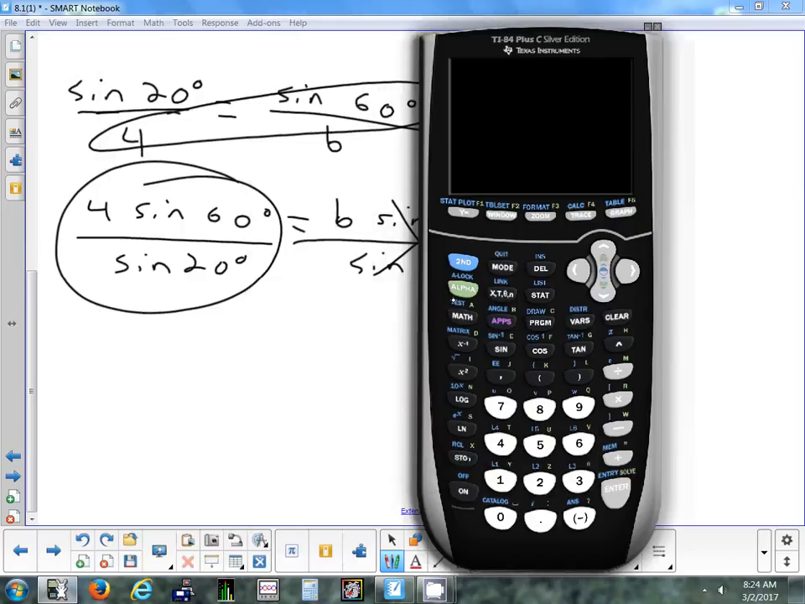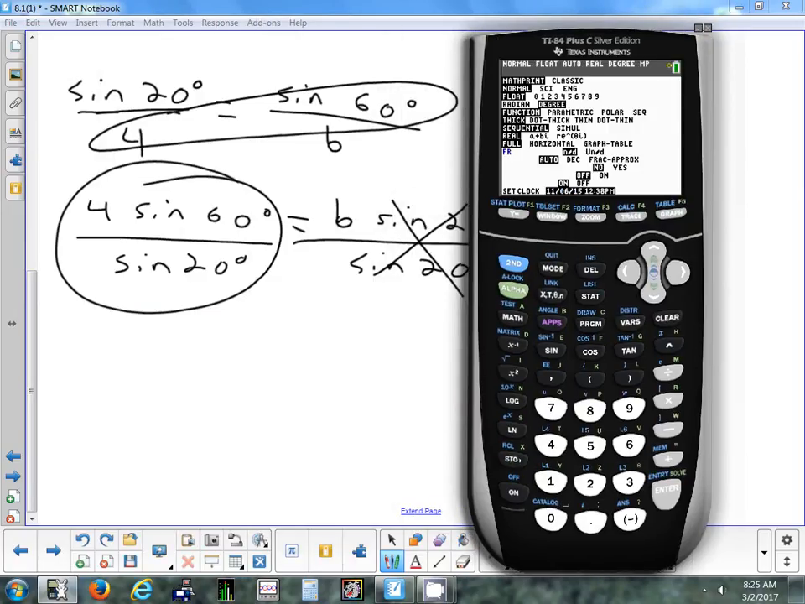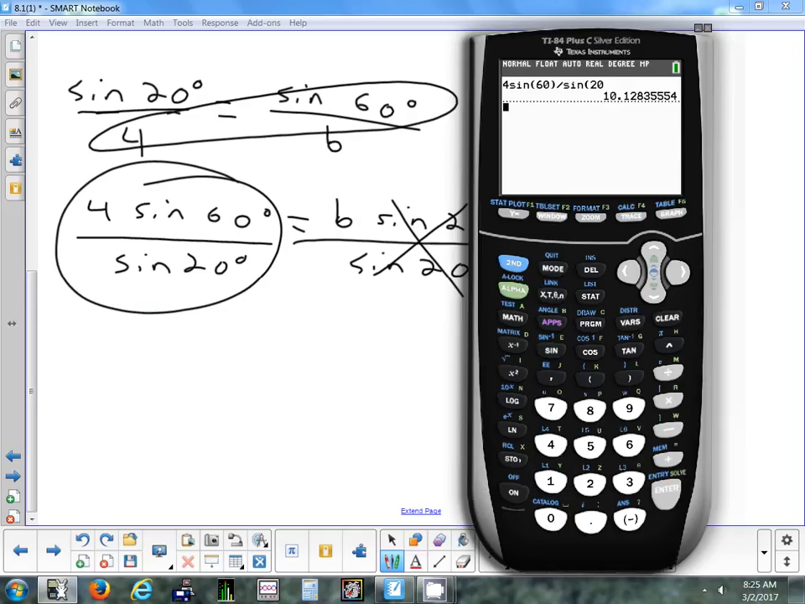Okay, also, I think all of these problems are in degrees. So you can change the degrees for this section and just leave it there. So 4 sine 60 divided by sine 20. Okay, so we get about 10.128.